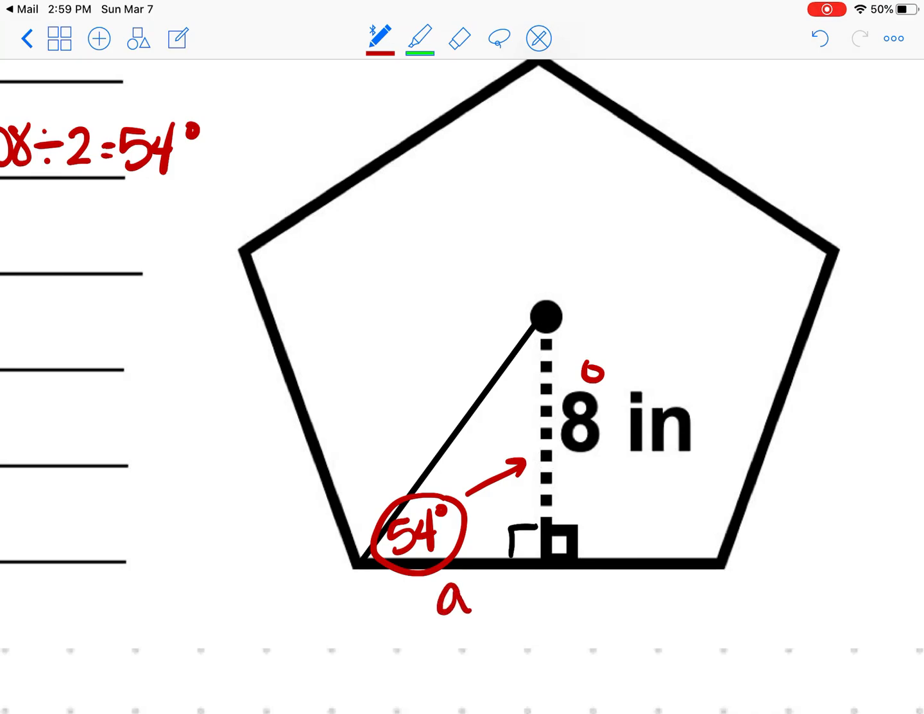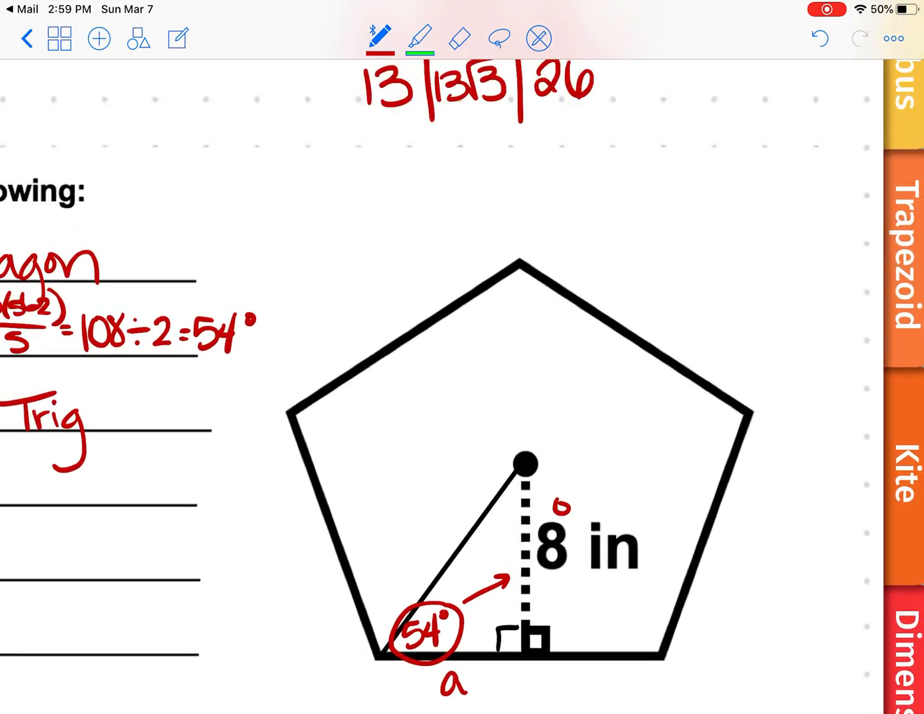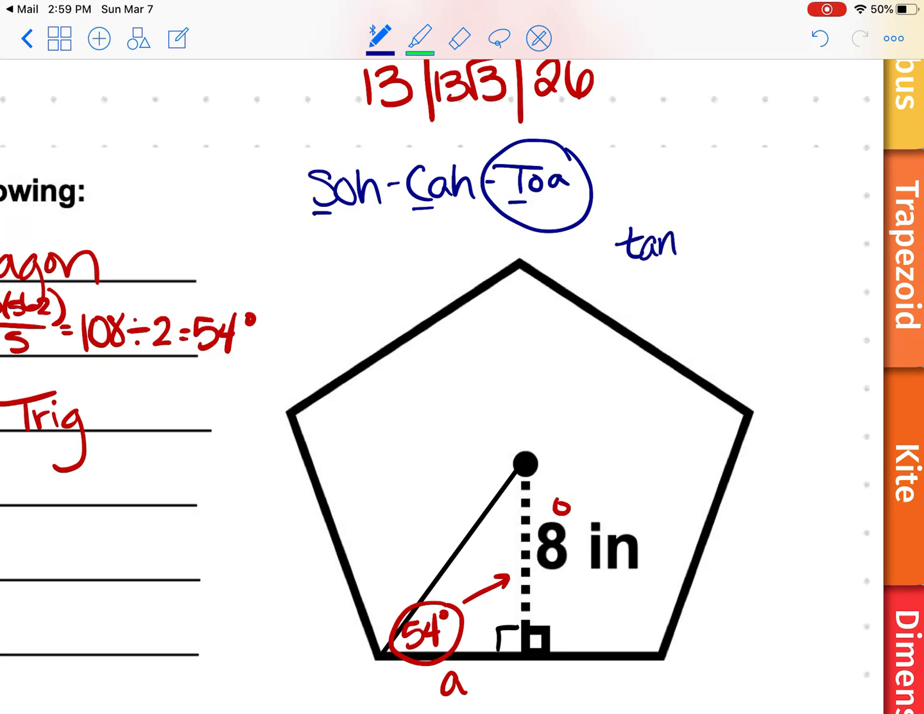But I do need my A so that I can figure out what the length of each side is in the pentagon. So going back to our trig days, let's refresh. Remember, we're going to use SOHCAHTOA. The S is for sine, C is for cosine, T is for tangent. We labeled O and A, which means we're going to use tangent. So our equation would be tangent 54 degrees equals, and our ratio is O over A.